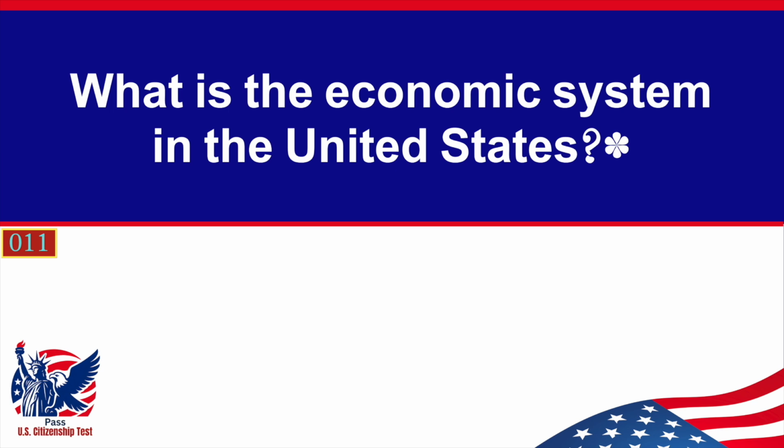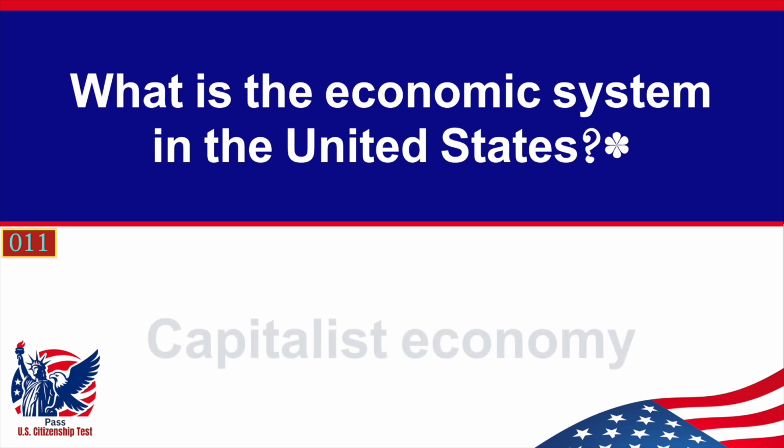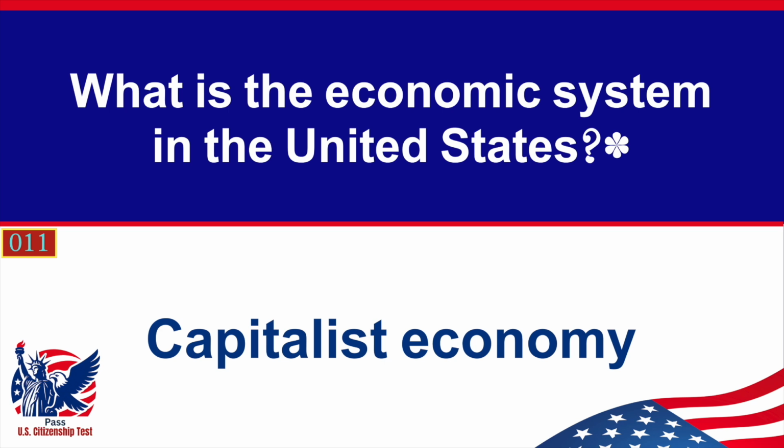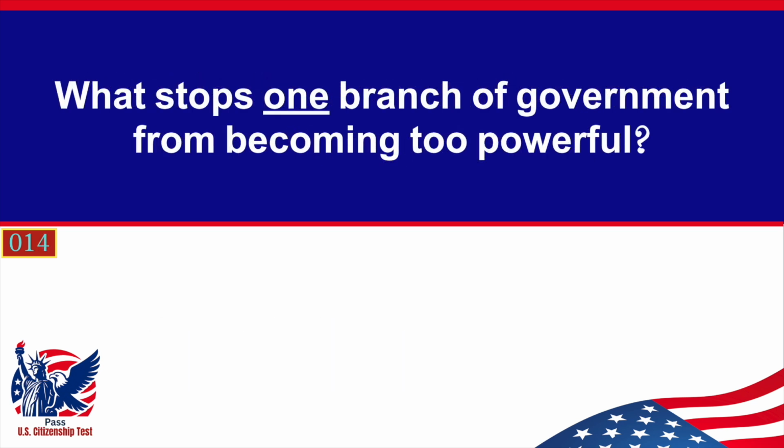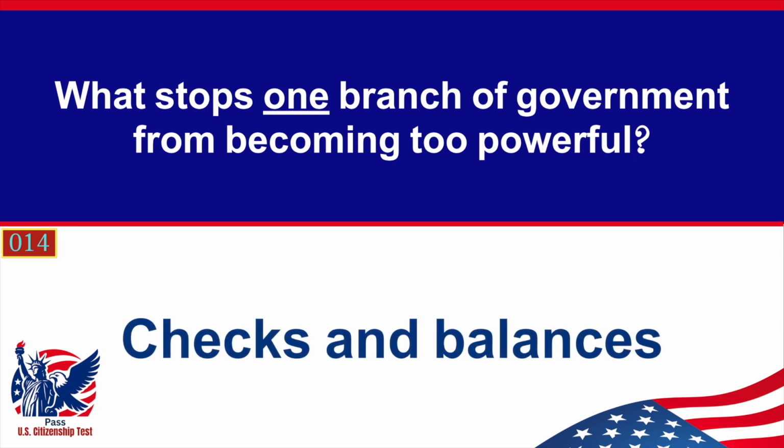What is the economic system in the United States? Market economy. What stops one branch of government from becoming too powerful? Checks and balances.